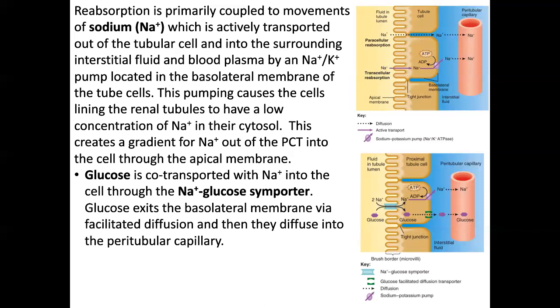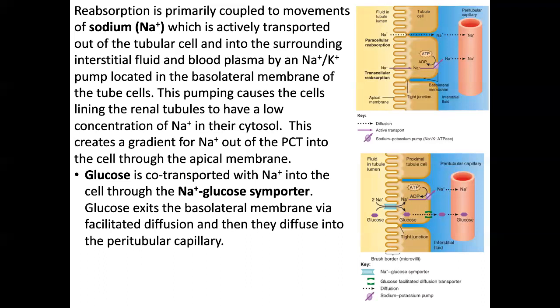Glucose will piggyback ride on its way into the tubule cell, using a sodium glucose symporter, which is just going to carry both, and you can see 2 sodiums and 1 glucose into the cell. Now, this is pretty much the exact same way that glucose moves from the inside of our small intestine into our absorptive cells. We talked about that the other day.